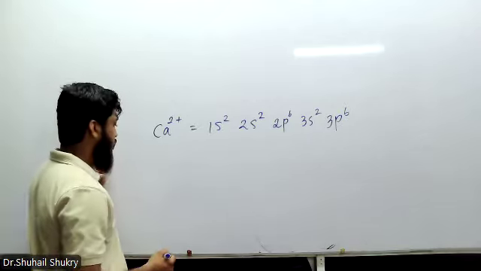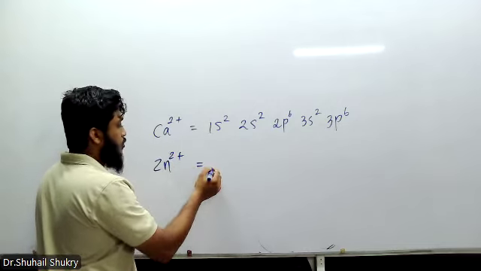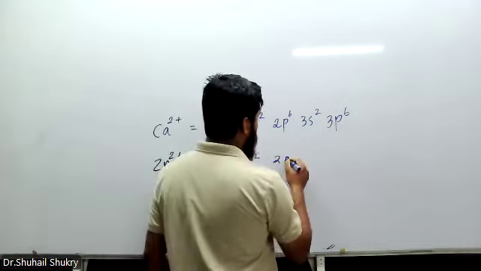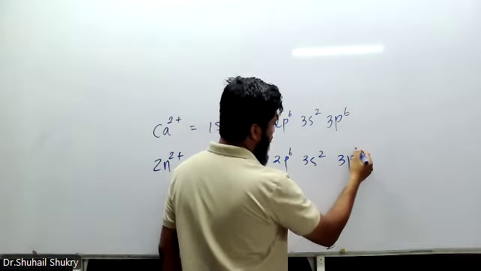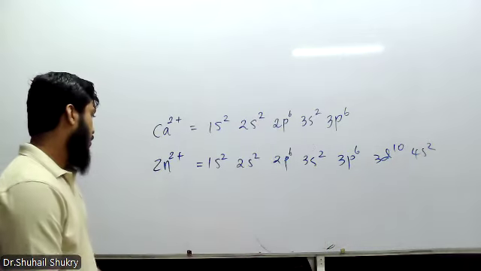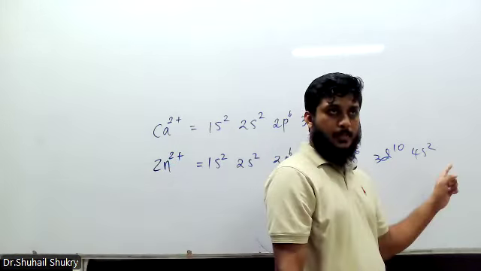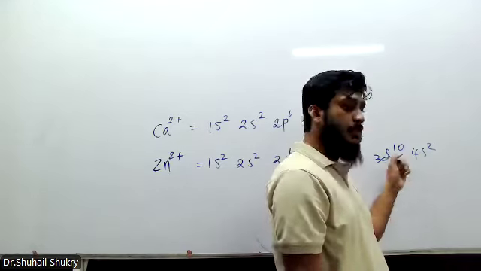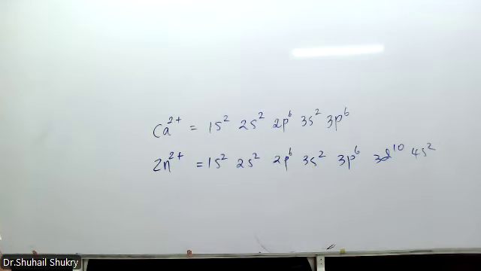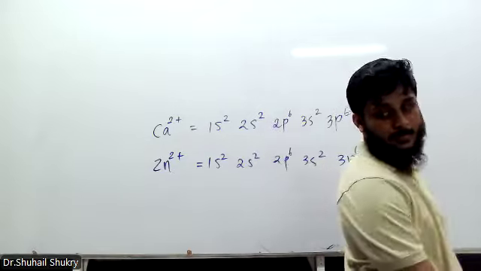If I say zinc 2 plus, how does zinc 2 plus come? Normal zinc is 30. When you are writing this, you get 3d10 4s2. For zinc 2 plus, they will remove the electrons from the highest energy level. Whenever they are filling, first 4s gets filled, then 3d gets filled. But whenever they are removing, they will remove from 4s. Zinc 2 plus will be 3d10.